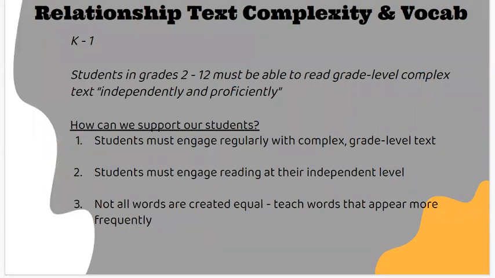So there is a relationship between text complexity and vocabulary. The understanding of complex texts is directly correlated with vocabulary, which is directly correlated to background knowledge. So we must give our students the tools that they will need to read independently and proficiently. But how are we going to do it?